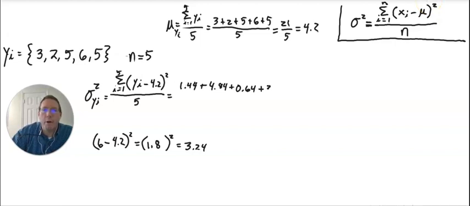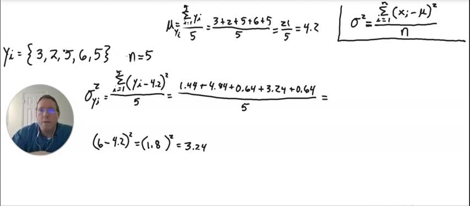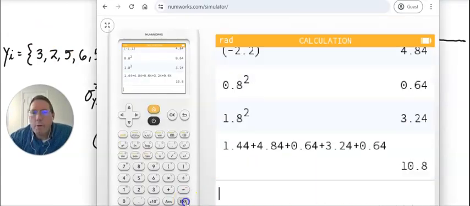So 3.24 here. And then the last number is 5, which we already did two numbers ago, so we're just going to repeat that number, which is 0.64. So plus 0.64. We're going to add these 5 numbers up and then divide by 5. Let's go ahead and add these all up. When we add up all these numbers, we get 10.8.